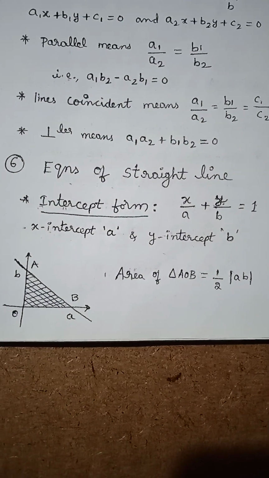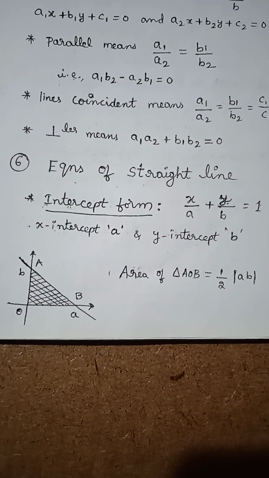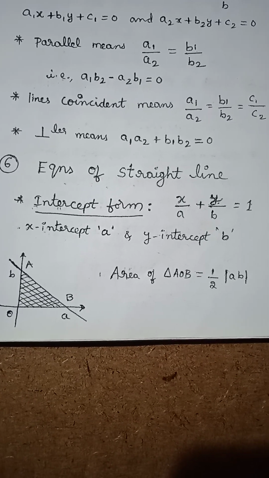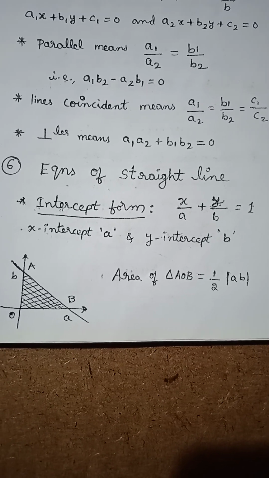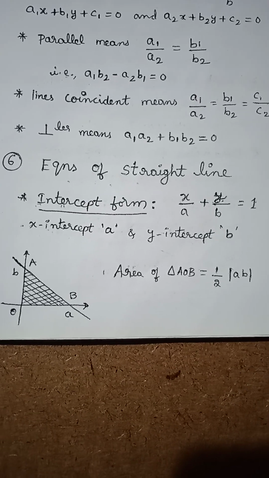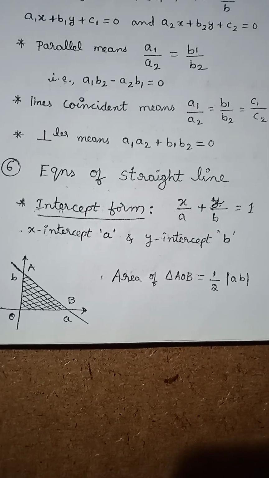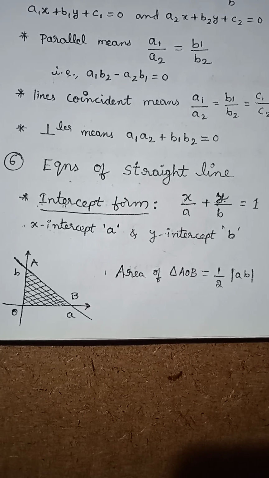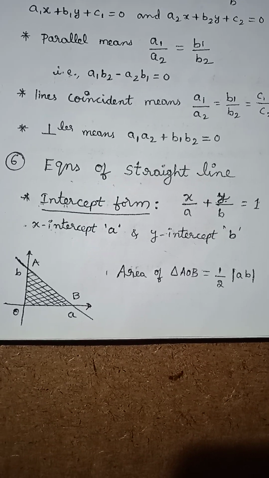Equation of a straight line. Let us take the intercept form x by a plus y by b equal to 1, where a equal to x intercept and b equal to y intercept. In this type, the area of triangle AOB is half mod AB.